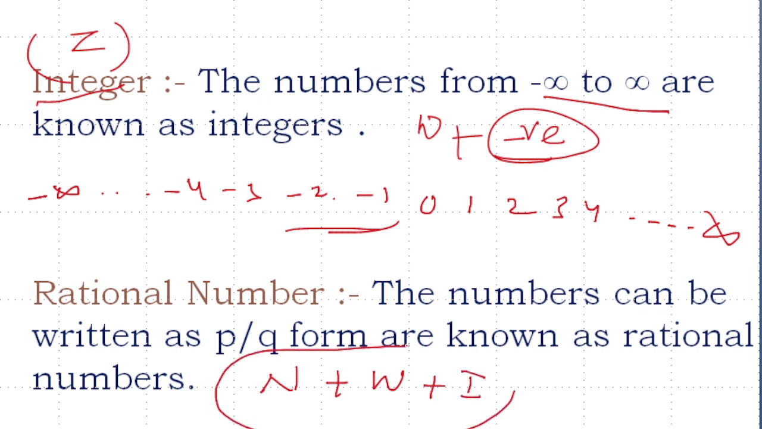The natural numbers, the whole numbers, the integers which can be written in the form of a fraction. What is that? P by Q, where Q is definitely not equal to 0. P by Q, where Q is definitely not equal to 0, that is called a rational number.